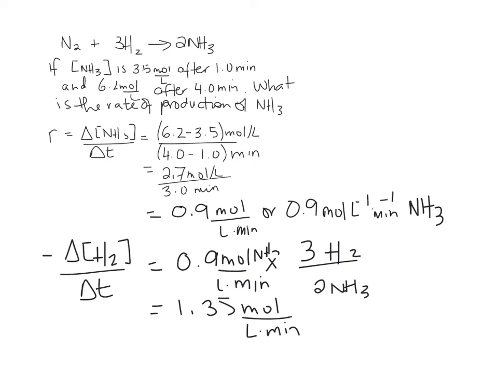So how does the rate of the disappearance of H2 compare to the rate of the appearance of ammonia? Slower or faster? It's faster because the number's bigger, but it's used up in a ratio of 3 to 2. So if you have the same quantities of hydrogen and ammonia, you're going to run out of hydrogen faster, okay? All right.